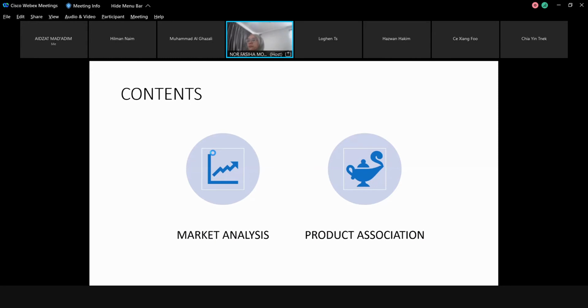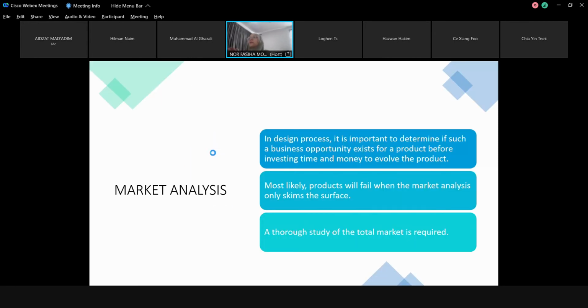We start with market analysis. So in design process, it is important to determine if such a business opportunity exists for a product before investing time and money to evolve the product. Of course, we must know, is there any business opportunity? Can this product make money or not?